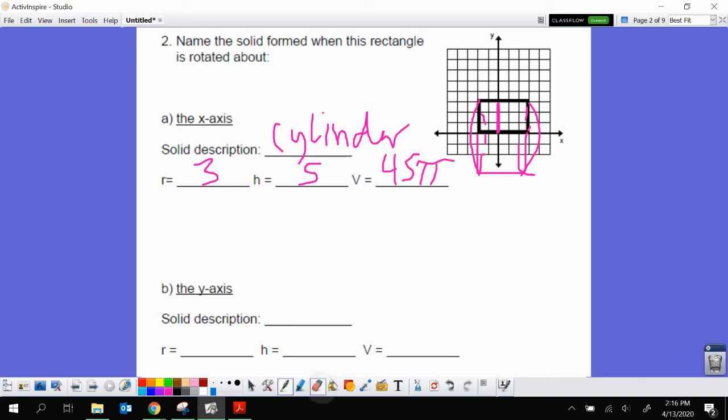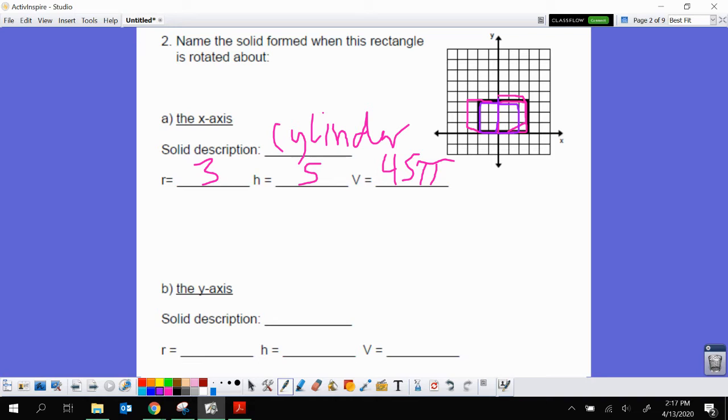So now we're going to do the same thing, except we're going to do it over the y-axis, and this is where this is going to look a little bit different, okay? Because if I rotate this piece over the y-axis, it's going to rotate over here. If I rotate the smaller one across, it's going to rotate over here. So what we have is this big cylinder with a cylinder inside.